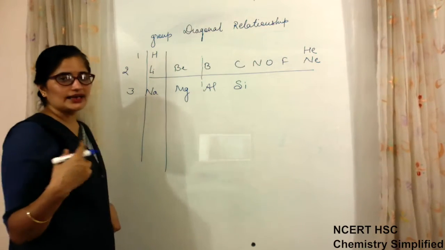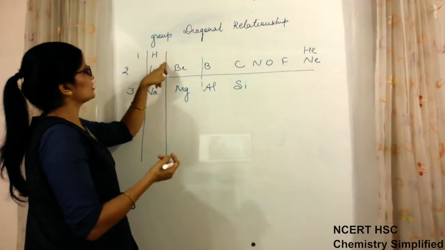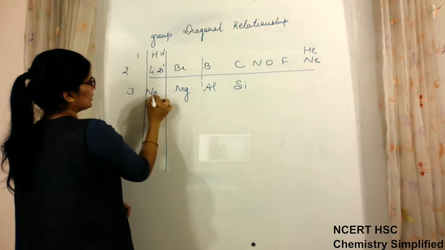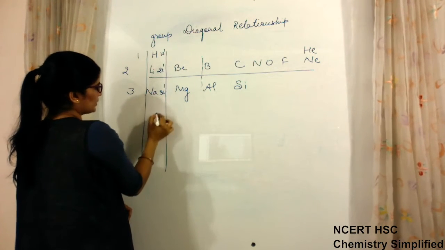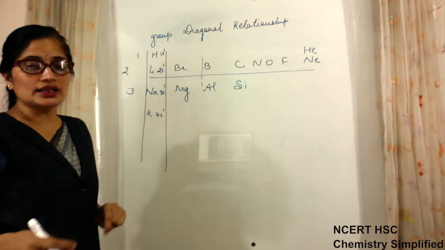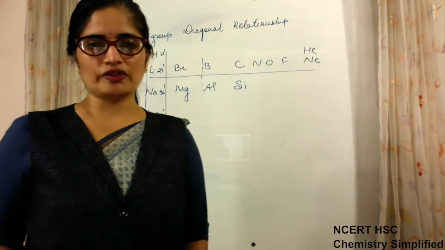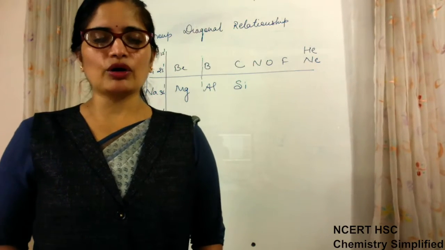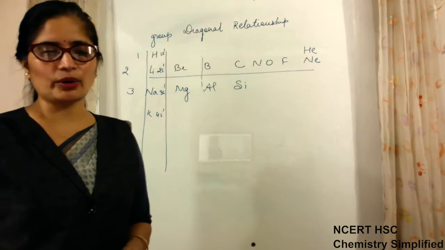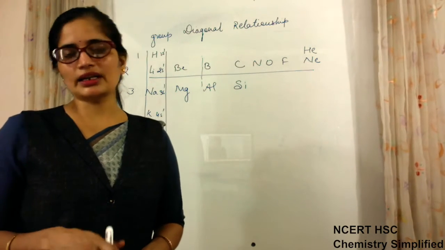But the similarity we observe is that hydrogen has 1s1, lithium has 2s1, sodium has 3s1, then 4s1 for potassium, like this. That means they have the same outer electronic configuration, and because of that they are similar in property. They will not be identical in properties, only similar.